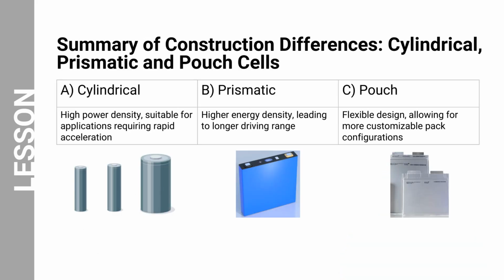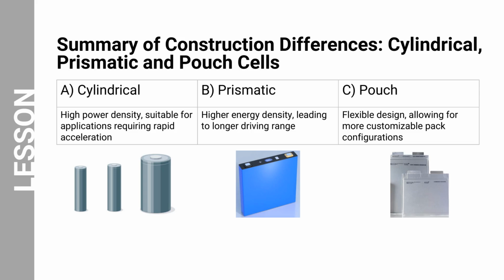Let us now look at the main differences among these three main types of cells. Cylindrical cells are often chosen for their high power density, making them suitable for applications that require rapid acceleration and high peak power. This makes them a popular choice for BEVs that prioritize performance and quick response times.